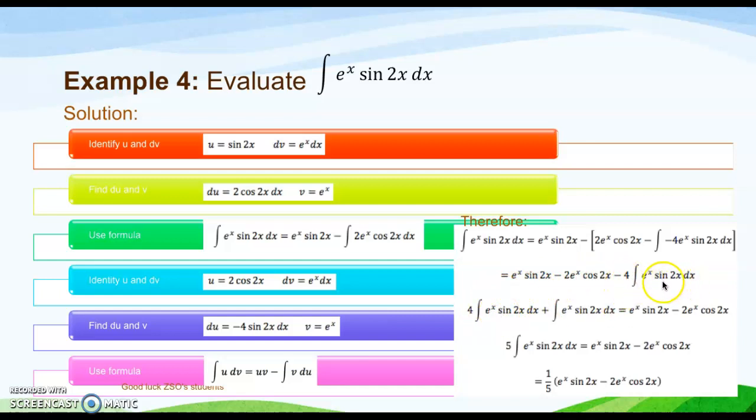This equation, you need to move to the left-hand side to be positive. Okay, 4 plus 1 is equal to 5, equal to this equation. And then lastly, the 5, you need to move to the right to be divided. So 1 over 5.